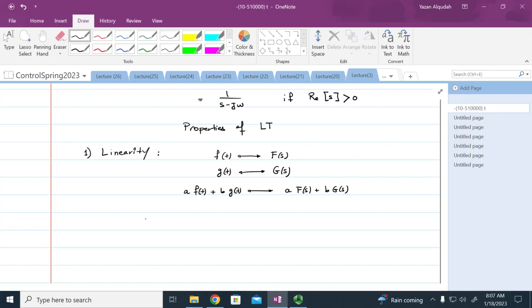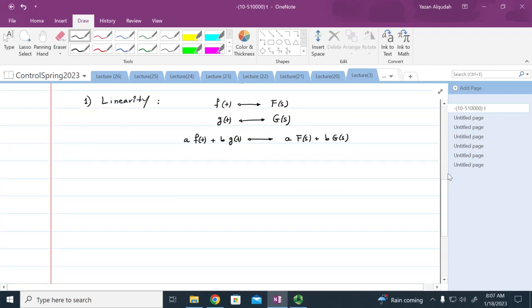Make sense, everybody? Okay. Another property, and we'll look at the properties and we'll do examples, is the translation in time, or delay in time.